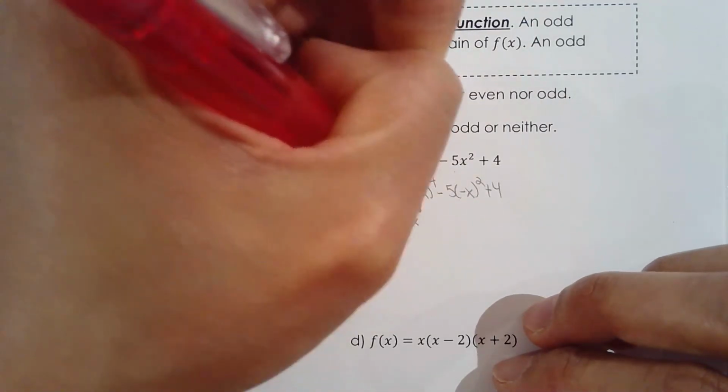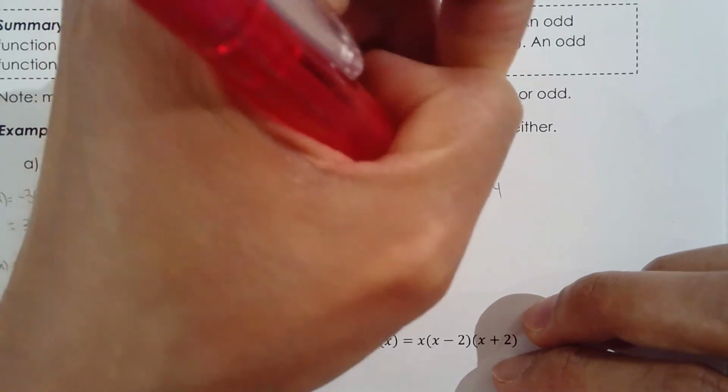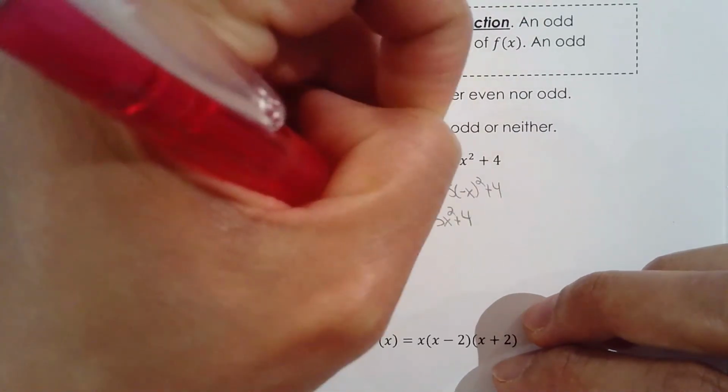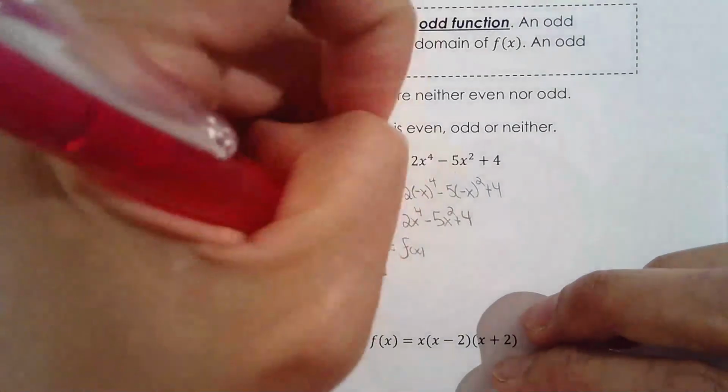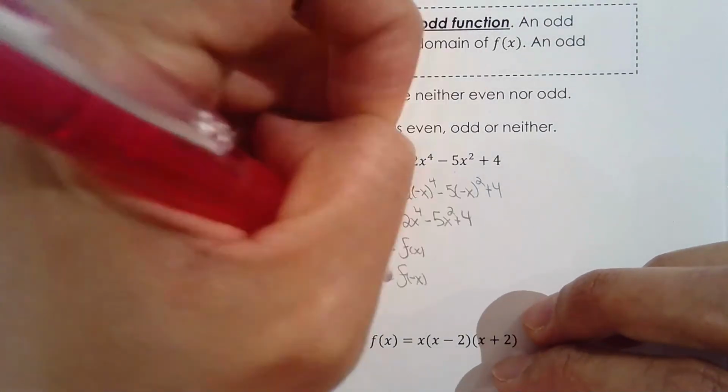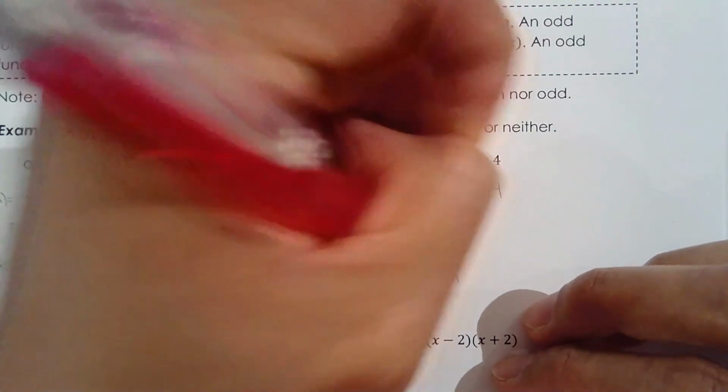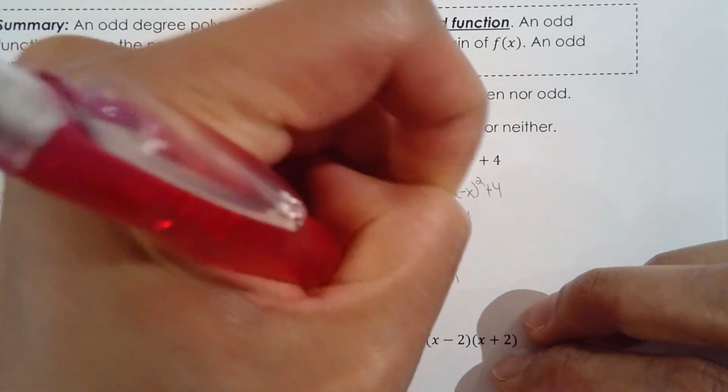So f of negative x equals f of x, and since f of negative x equals f of x, therefore f of x is even.